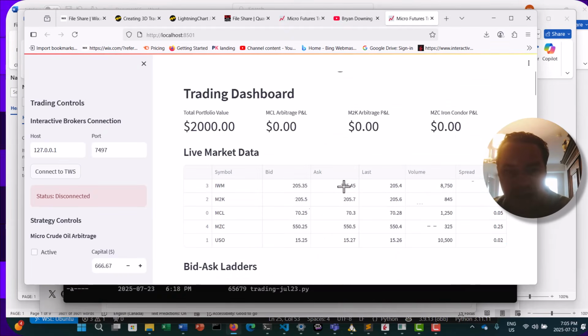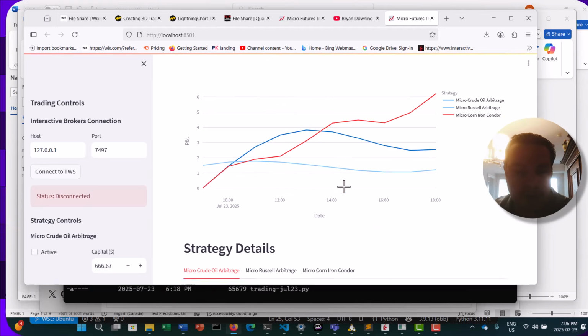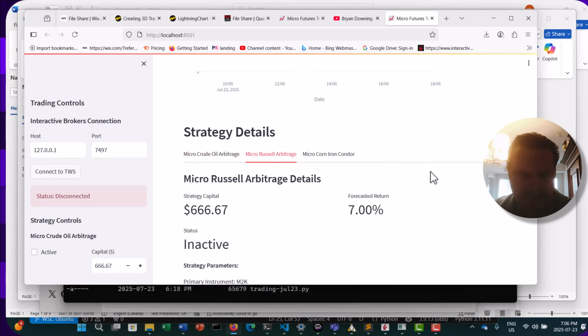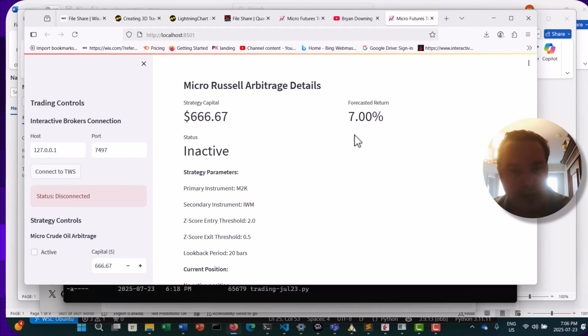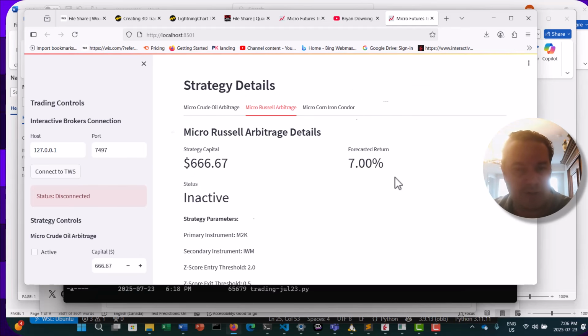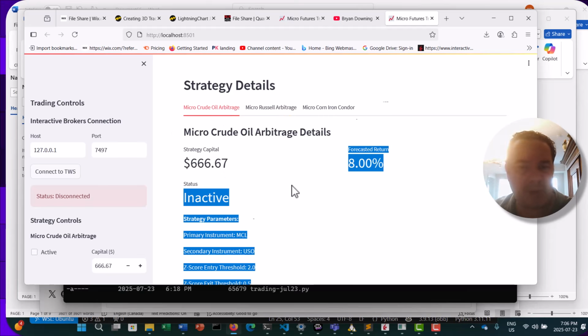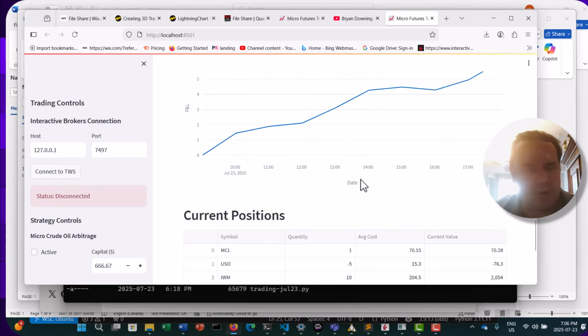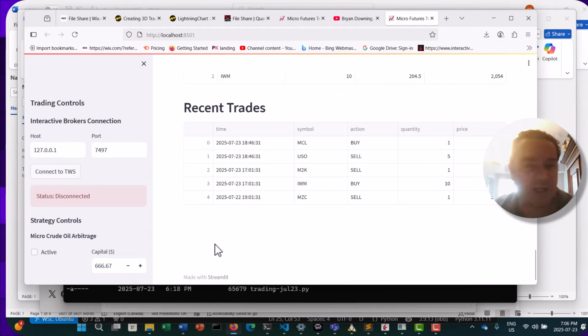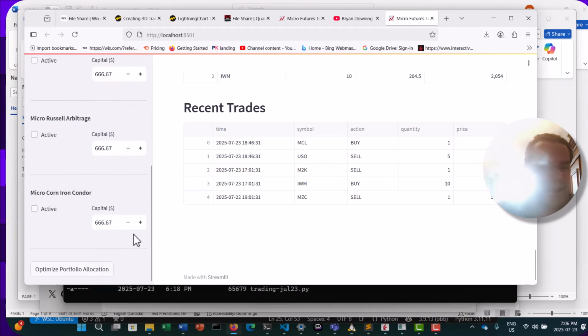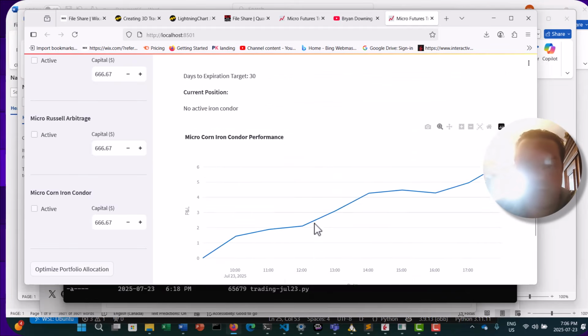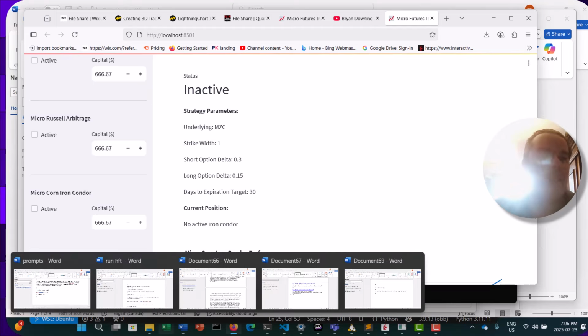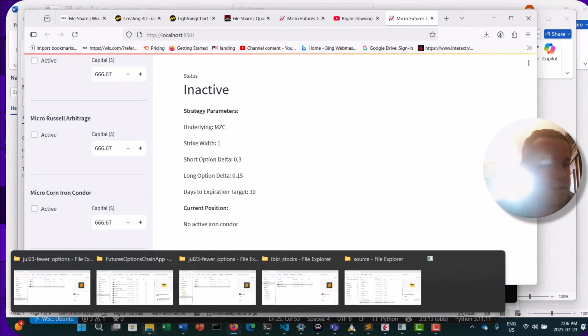The next thing is that you can see on an asset level how each one is doing. So this one for the Russell, 7% return for the next month. Crude oil, 8% return, and the micro corn Iron Condor at 10%. So those are the projections. Okay. Obviously, they're just that, projections. So I can turn them on, allocate the proper capital, and then go from there. So behind the scenes in the source code, each strategy is automatically built in.